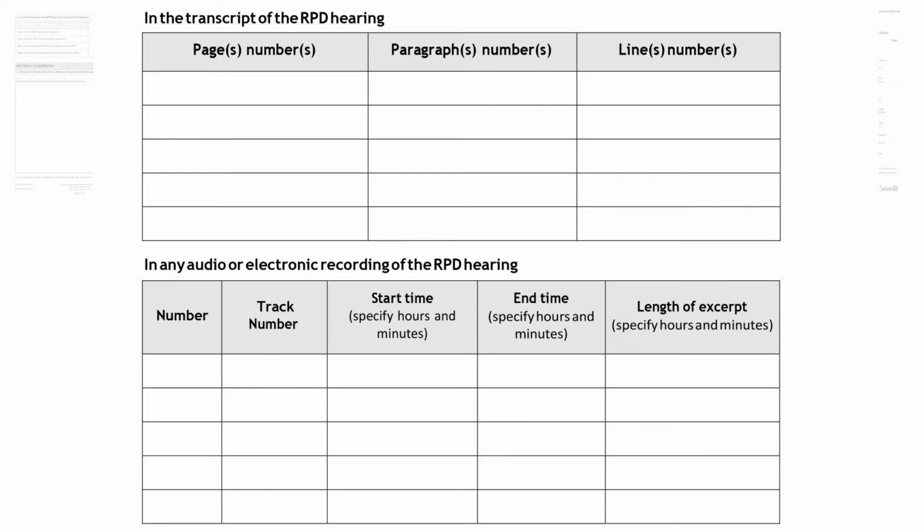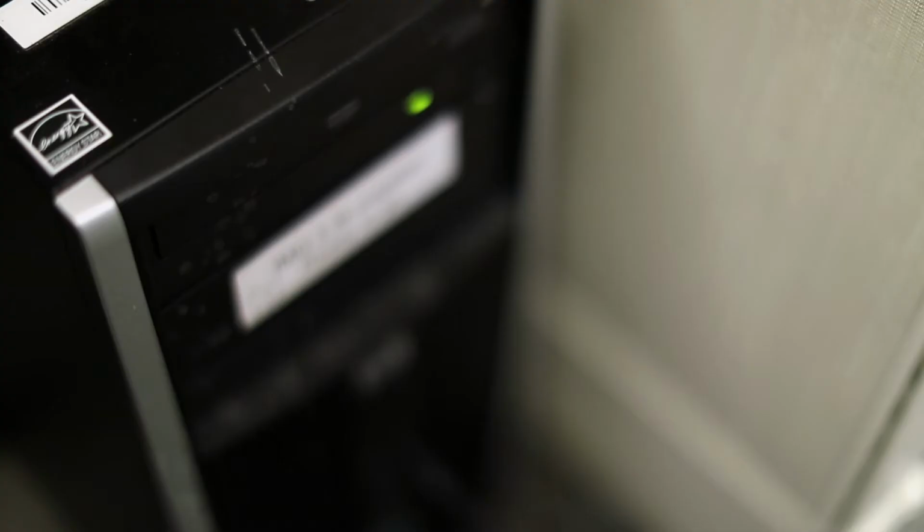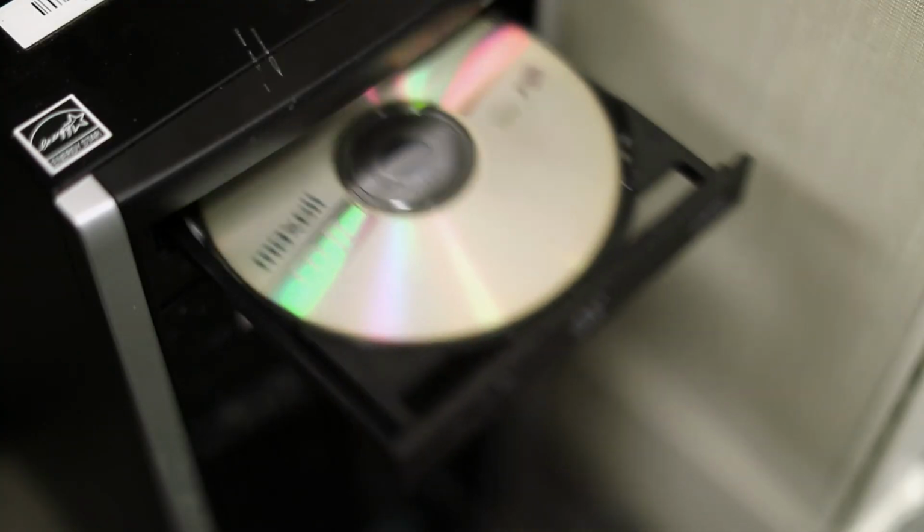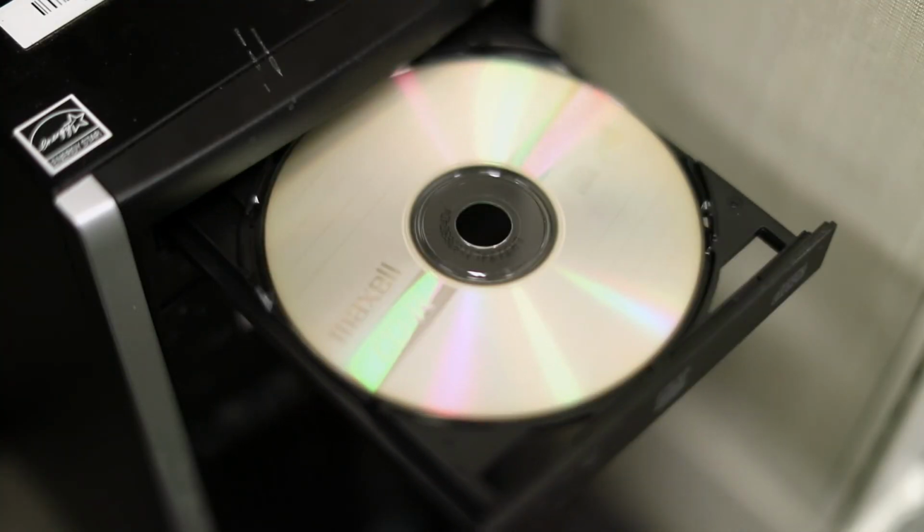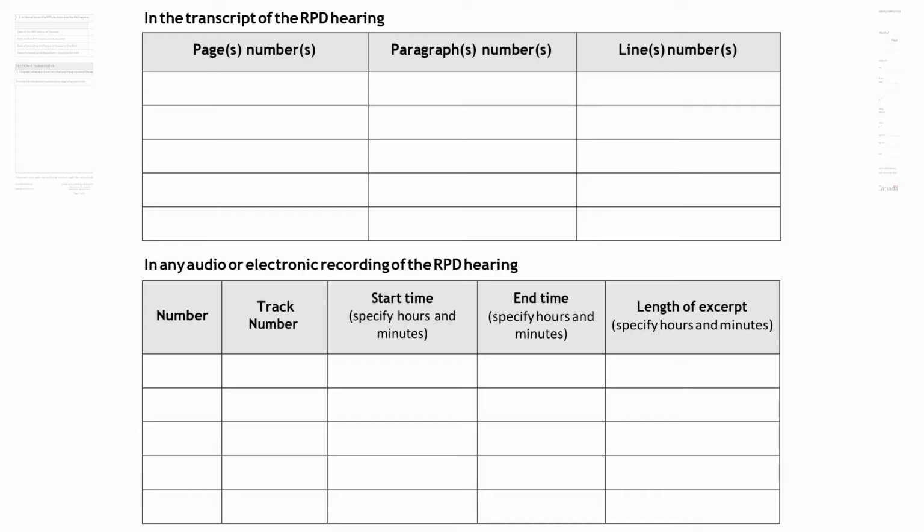If you think there were mistakes that happened in the RPD hearing, you need to indicate exactly where in the recording they can be found. You can use a written transcript or the recorded audio of your hearing to do this. If you're using a transcript, indicate the page, paragraph, and line where the mistake occurs. If you're using the audio, indicate the disc number, track number, start time, end time, and length of the excerpt.